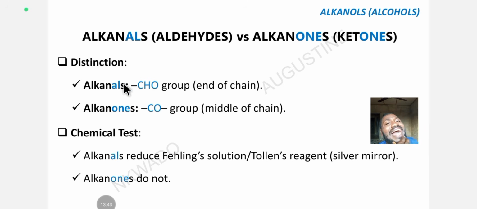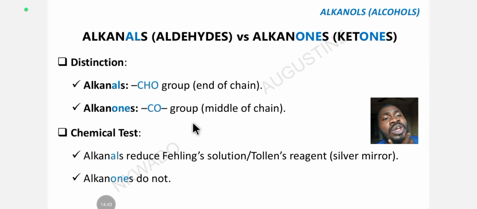Alkanal has the functional group CHO, one double bond to oxygen, and the other bond to hydrogen. That's what usually ends their chain. Alkanone, on the other hand, has the CO group at the middle of the structure: C double bonded to O at the middle of the compound. I'm going to show you some of the structures when we start treating calculations in chemistry.